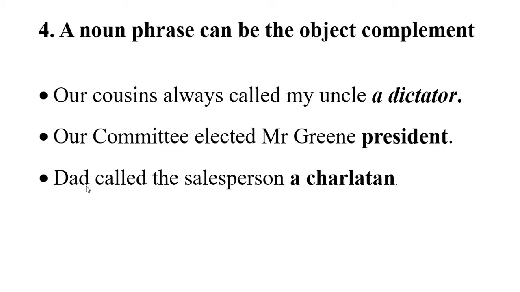And the last example is Dad called the salesperson a charlatan. Here, again, it's a sentence in English. It starts with a capital letter and ends with a full stop here. And what is an English sentence? It must have a subject and a verb. Dad called. All right. Dad called who? So I am asking who about this noun. So it is an object, direct object, who.